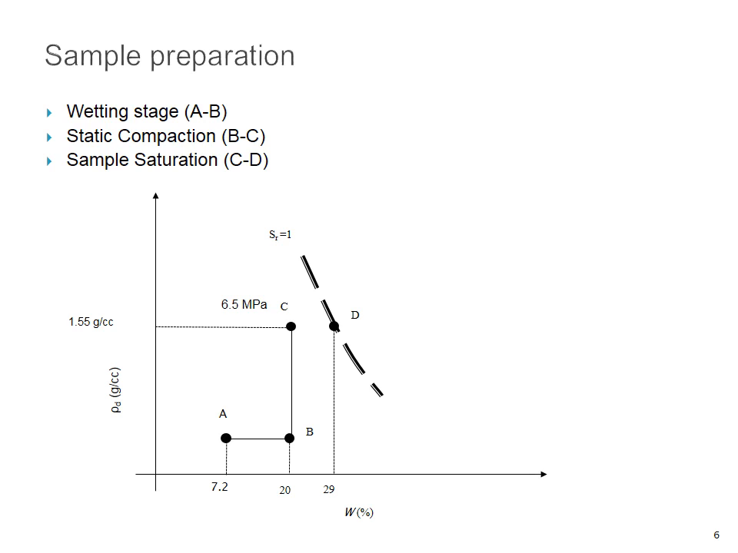Initially, the hygroscopic water content of the sample was determined, and it was found to be 7.2%. The water content of the sample was increased to 20% by water sprinkling method, and it was kept for 48 hours to equilibrate. The bentonite-water mix is then compacted inside the mold to attain a density of 1.55 gram per centimeter cube. This was attained at a pressure corresponding to 6.5 megapascal. Later, the sample was saturated and it reaches the point D on the saturation line.